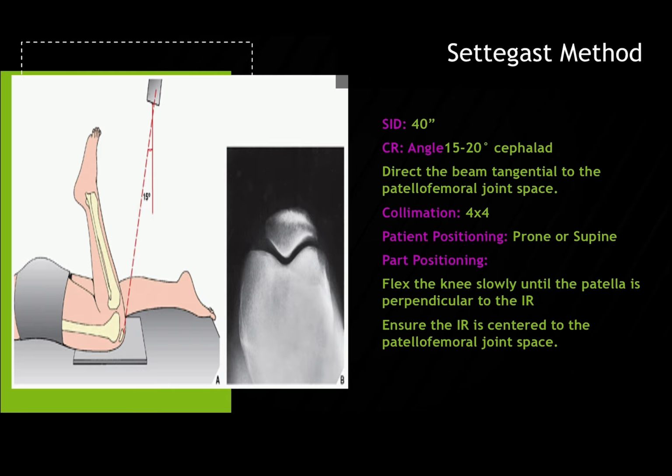And our next one is the Settegast method. It's an SID of 40, a central ray angle of 15 to 20 cephalad, and we direct the beam tangential to the patellofemoral joint space. Collimation is nice and tight at 4x4. Patient position is prone or supine. Part positioning is flex the knee slowly until the patella is perpendicular to the IR. Ensure that the IR is centered to the patellofemoral joint space.